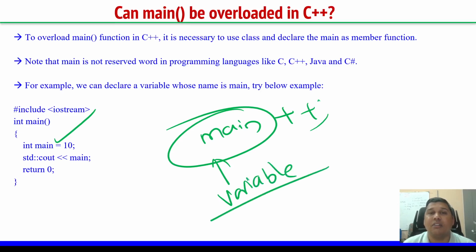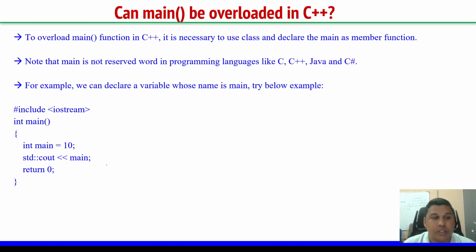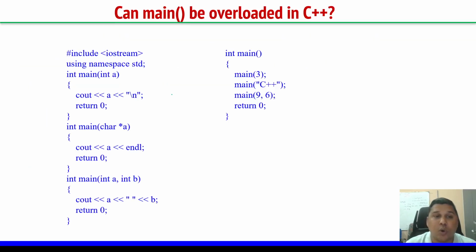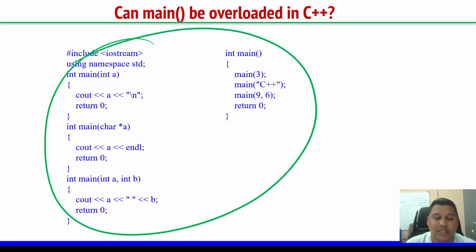We can use it as a variable. Okay, so this is valid: int main = 10 and cout main. So it will give 10 as the answer. This is valid. I can declare main as a variable name. But if I want to overload like this, I cannot do it.